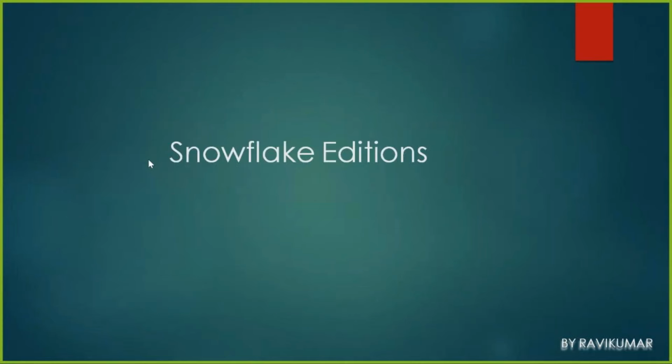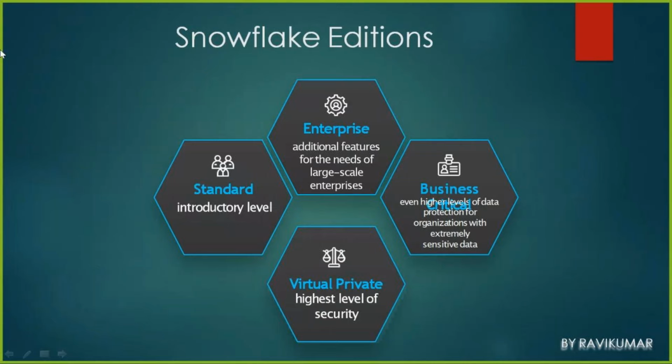Now Snowflake editions. Standard is the introductory level, whereas Enterprise has additional features for the needs of large scale enterprises. Whereas Business Critical has an even higher level of data protection for organizations with extremely sensitive data. So both are almost similar, but companies choose Business Critical; you can choose it also. 30 days free trial you will get. Virtual Private, I already told you, is a dedicated virtual Snowflake cloud, in the form of Virtual Private.